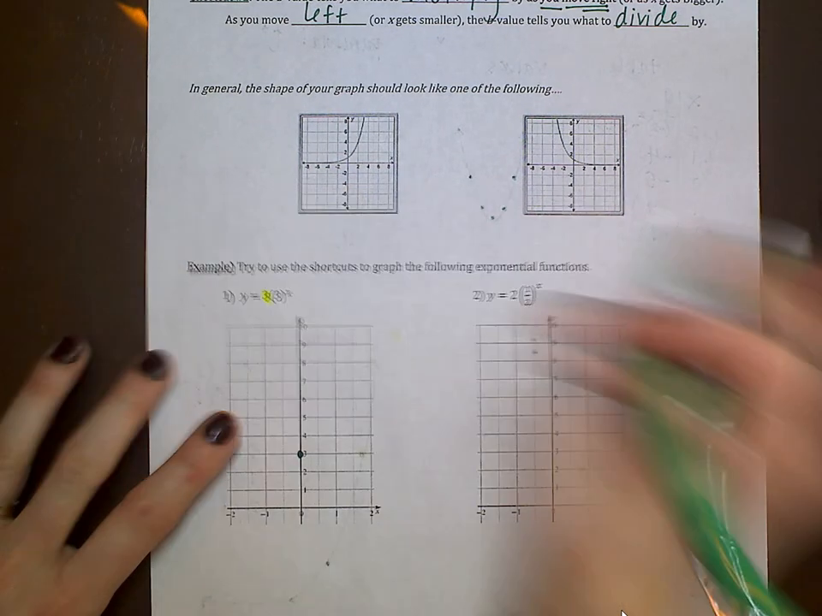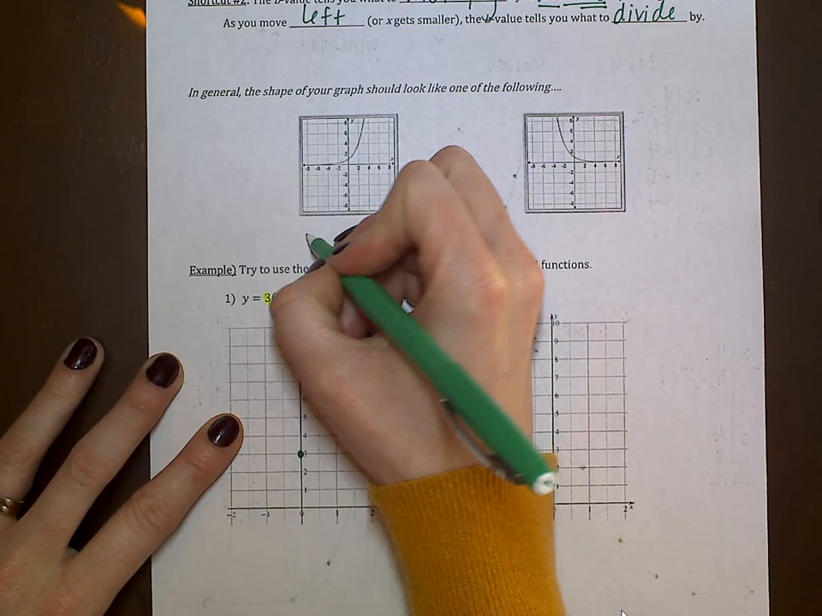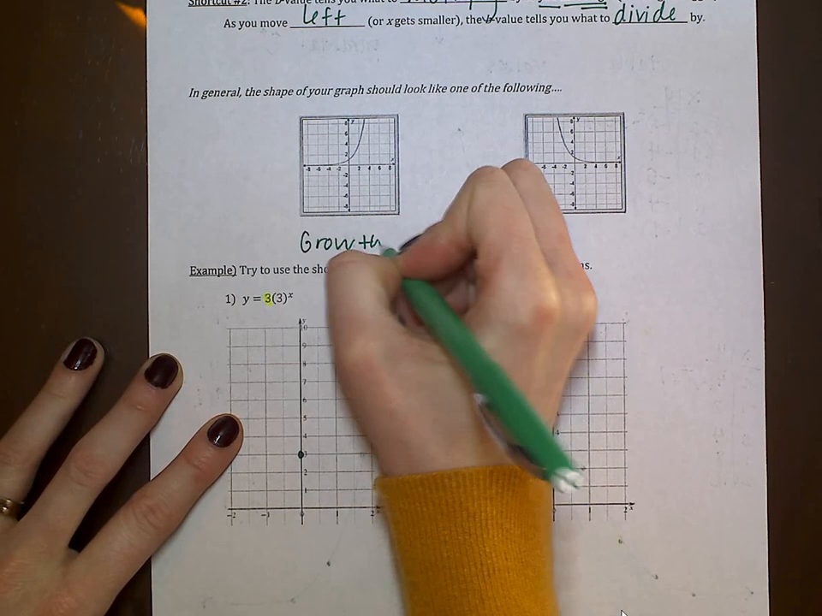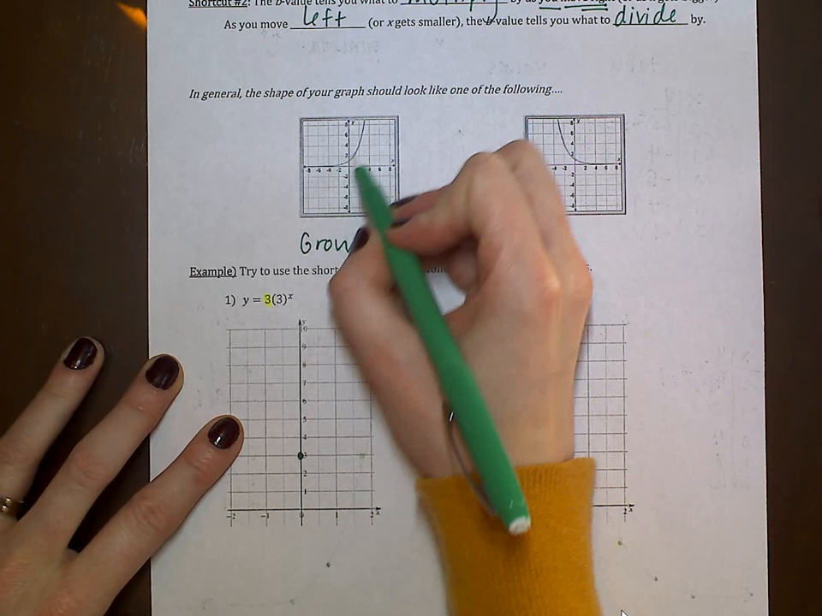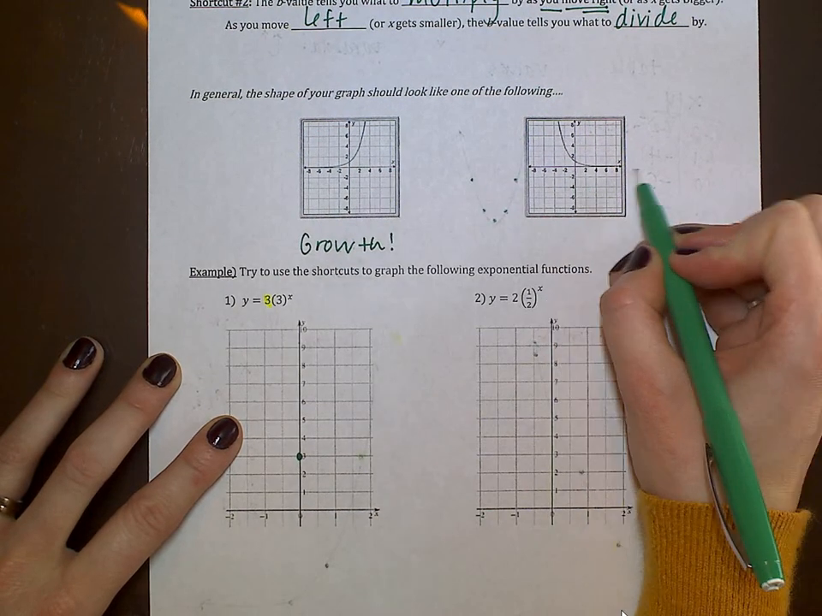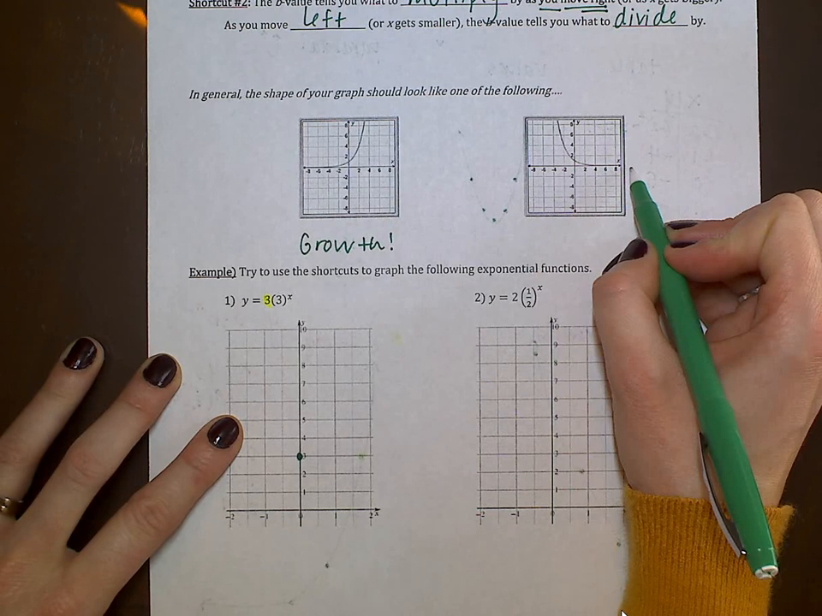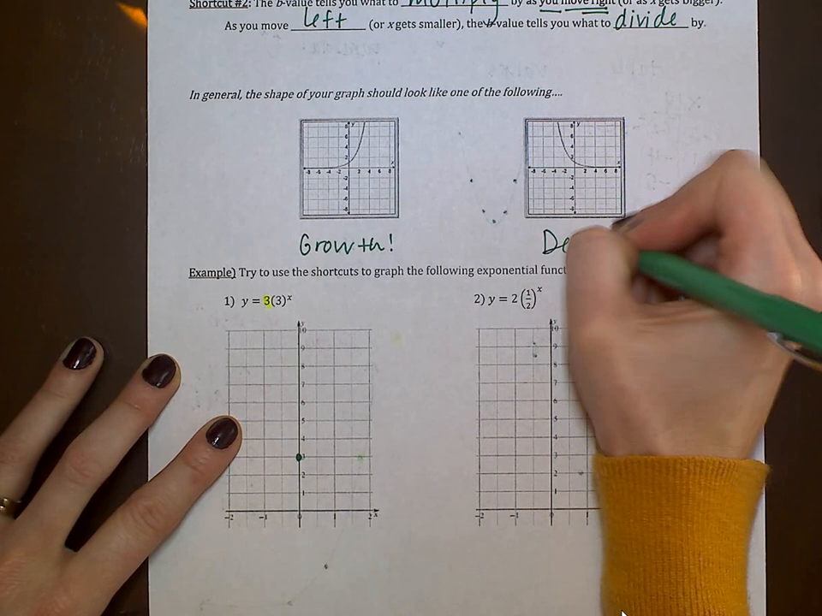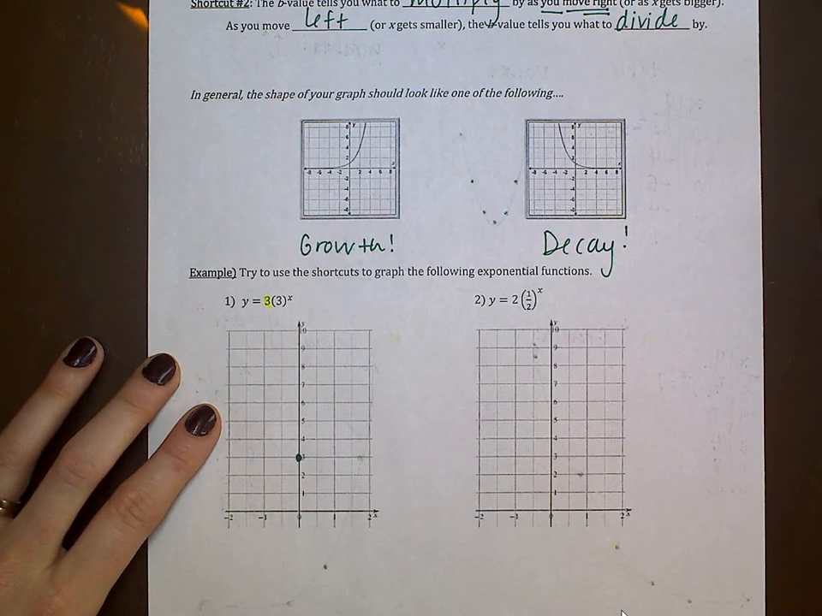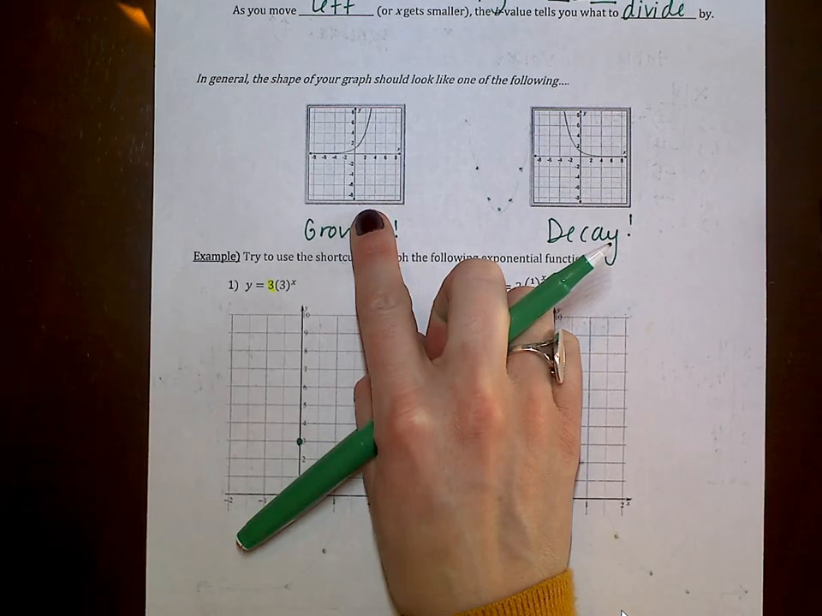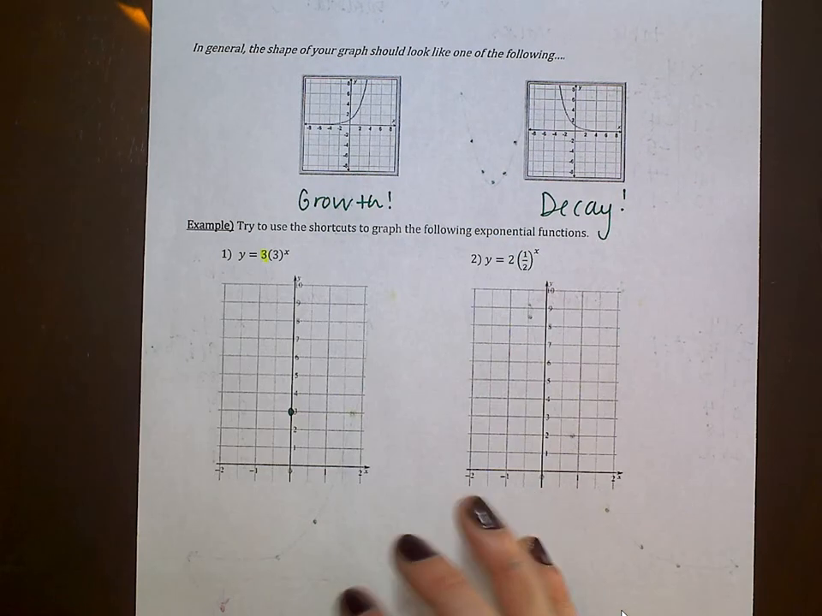So this one's growth, it's going up. As x gets bigger, it's going up. This one, as x gets bigger, it's going down. So the curve goes down, that's decay. So it's either going to be one or the other. Think about it before you get your graph going, because if it goes the wrong way, you can adjust it.